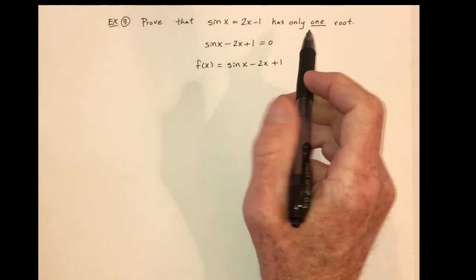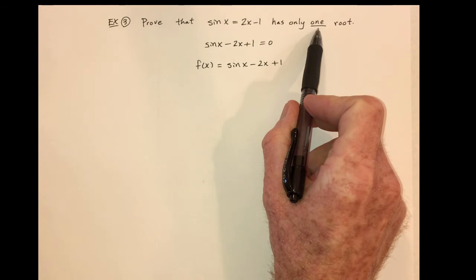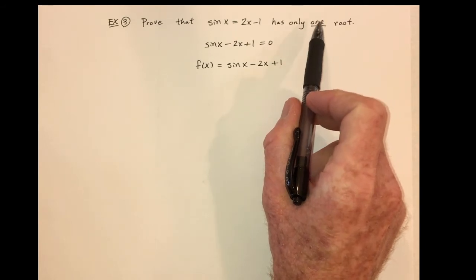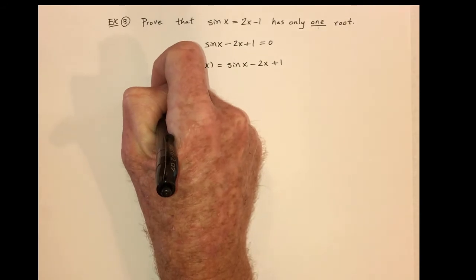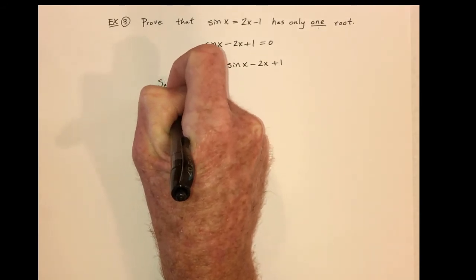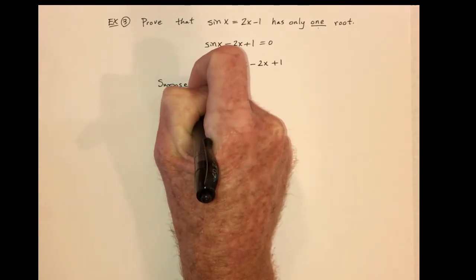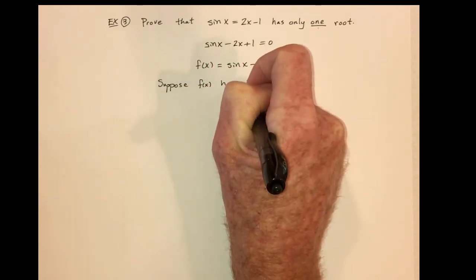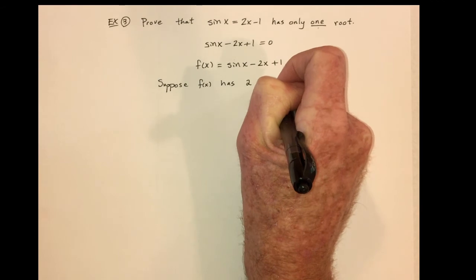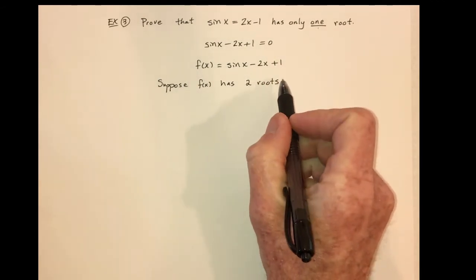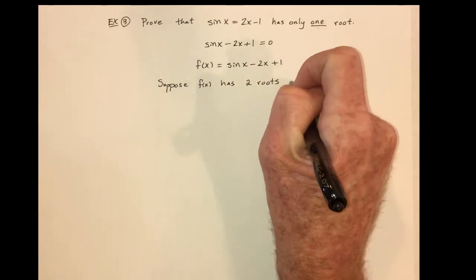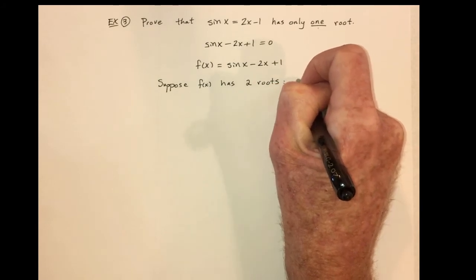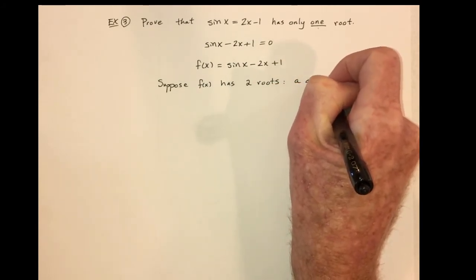Now what we do is, it's saying that it only has one root, which we saw in the graphing calculator. Well, suppose that there's two answers. So suppose that f of x has two roots, or in other words, two values that make it equal to 0. And then I'm going to call them a and b.